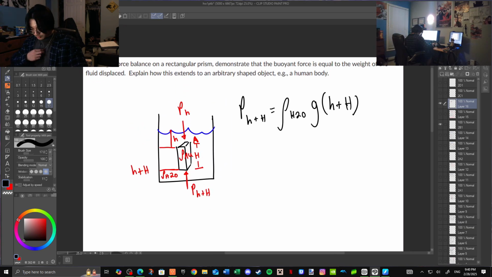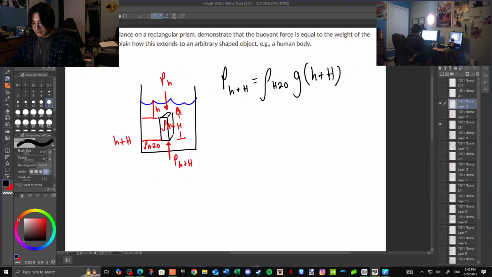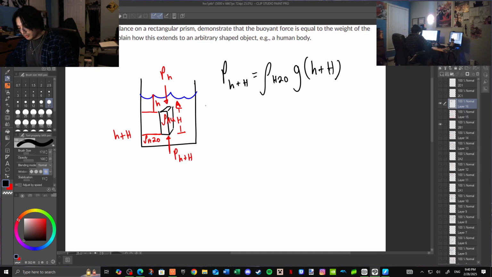And so we need to find the force. We need to find the force of both of these, and to find the buoyant force, we need to combine those two forces to find the total buoyant force. And so we're going to start with the bottom force. That bottom force will be pushing upwards. It's at a depth of h plus big H. And so we're going to use the same equation as pressure. That's the pressure at h plus big H.